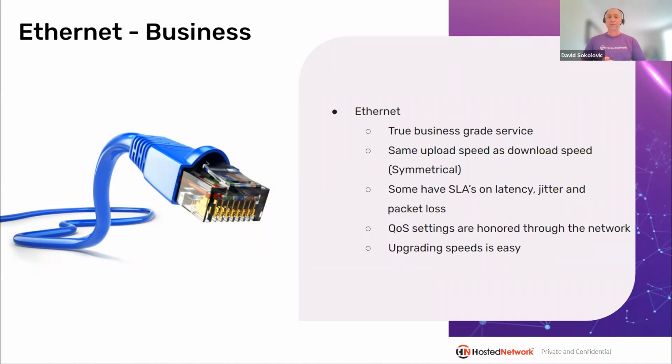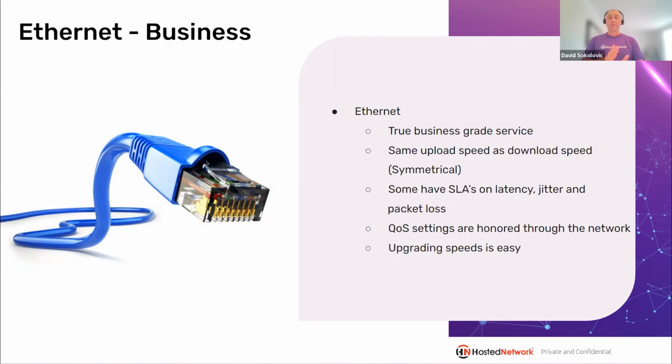Most Ethernet services have options for the network to honor your quality of service settings and prioritize data traffic based on your needs. This means that your voice and video applications will not only have priority at the router level, but also through the network as well.